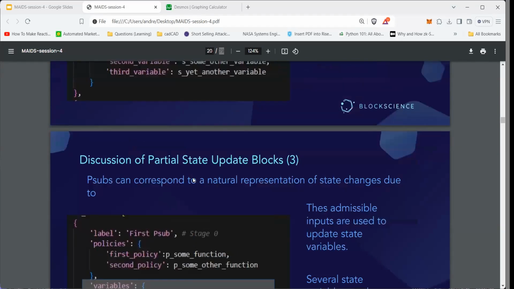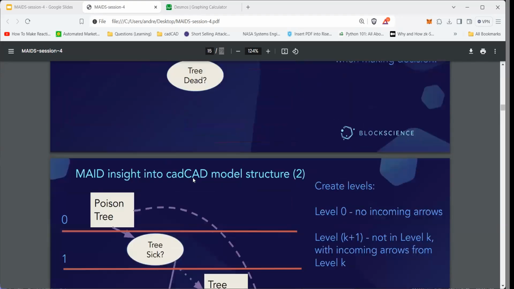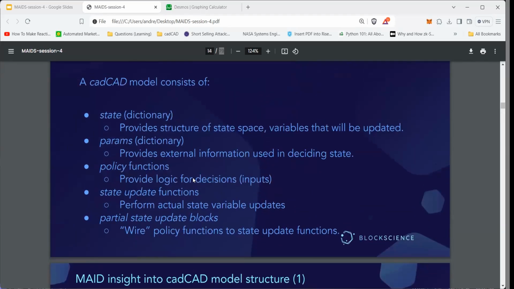Yeah, so an agent is defined outside of the model itself. And I think the agent doesn't actually live in CAD CAD. The agent is an external thing that CAD CAD is going to call in a specific way for policy and state updates.